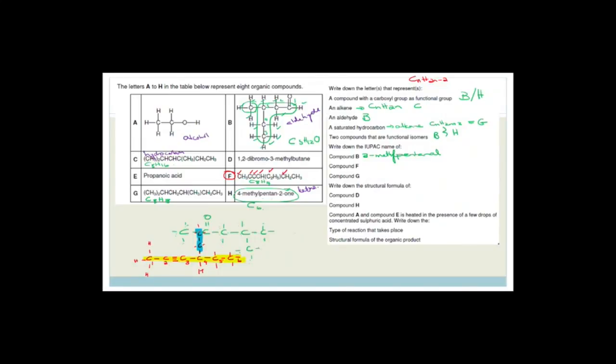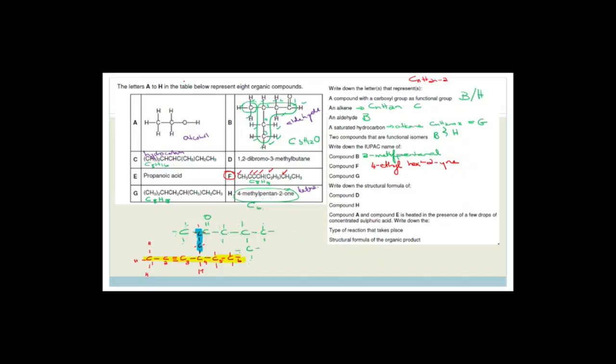And this is an ethyl group because it's got 2 carbons. So we've got ethyl hex-2-yne. And we need to tell them where this ethyl group is, and it's on carbon 4. So it's 4-ethylhex-2-yne.